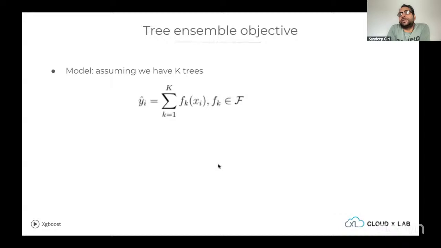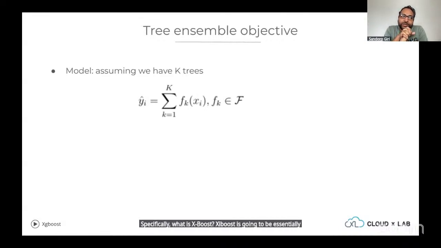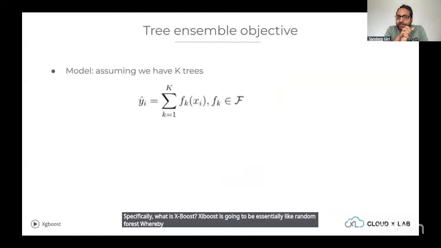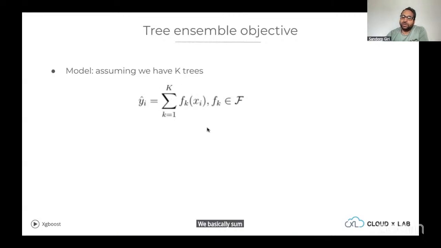Now, in case of trees, what is XGBoost? XGBoost is essentially like random forest, whereby you have k number of trees and you combine all of them to get the outcome. In the ensemble, we ask each tree for its outcome, then we take the average of it, or basically sum up all the values.